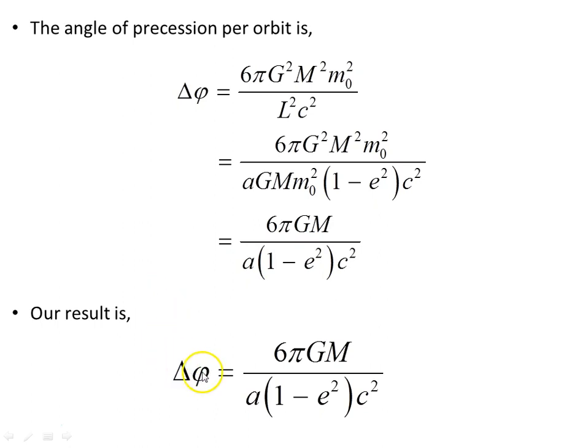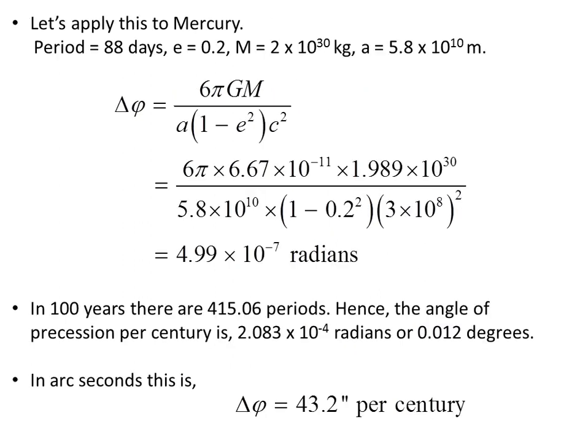And so our final result, delta phi, the angle of precession, we'll have a look at that again in a minute, is 6 pi GM on a times 1 minus e squared c squared. Okay, well that's all equations. Let's look at an application to see how good our solution is.